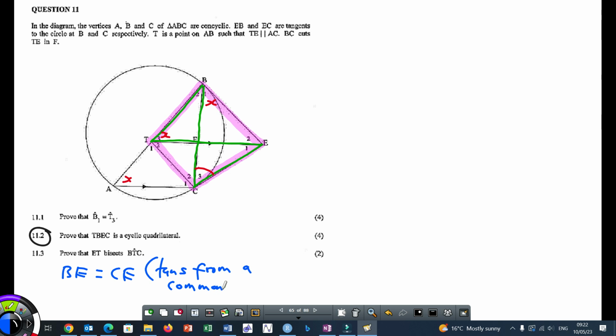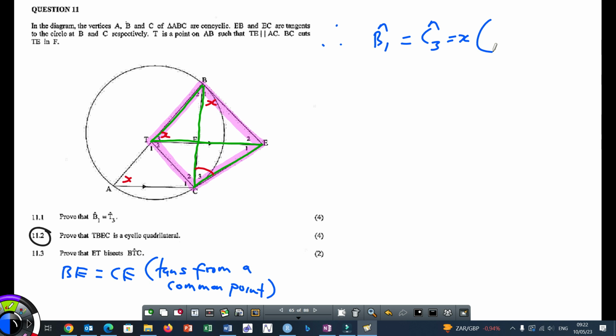Okay? They are tangents from a what? A common point. Now, because of this, it means angle B1 has to be equal to angle C3. Okay? So here I can say therefore B1 is equal to C3, they are both equal to X, and my reason will be, now here I'm proving that the angles are equal.